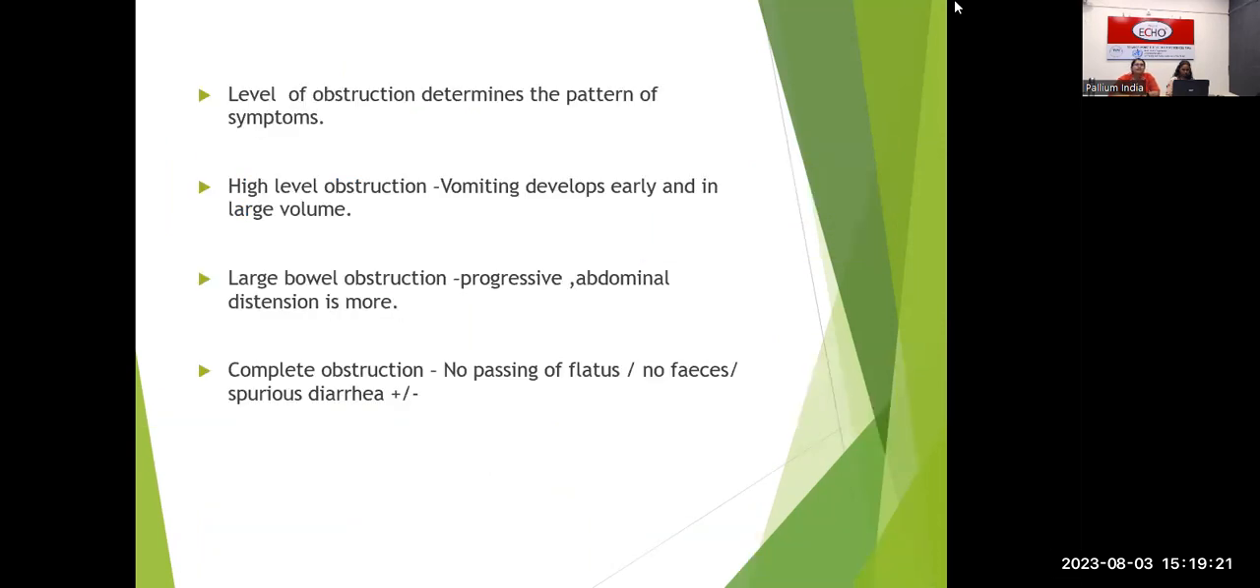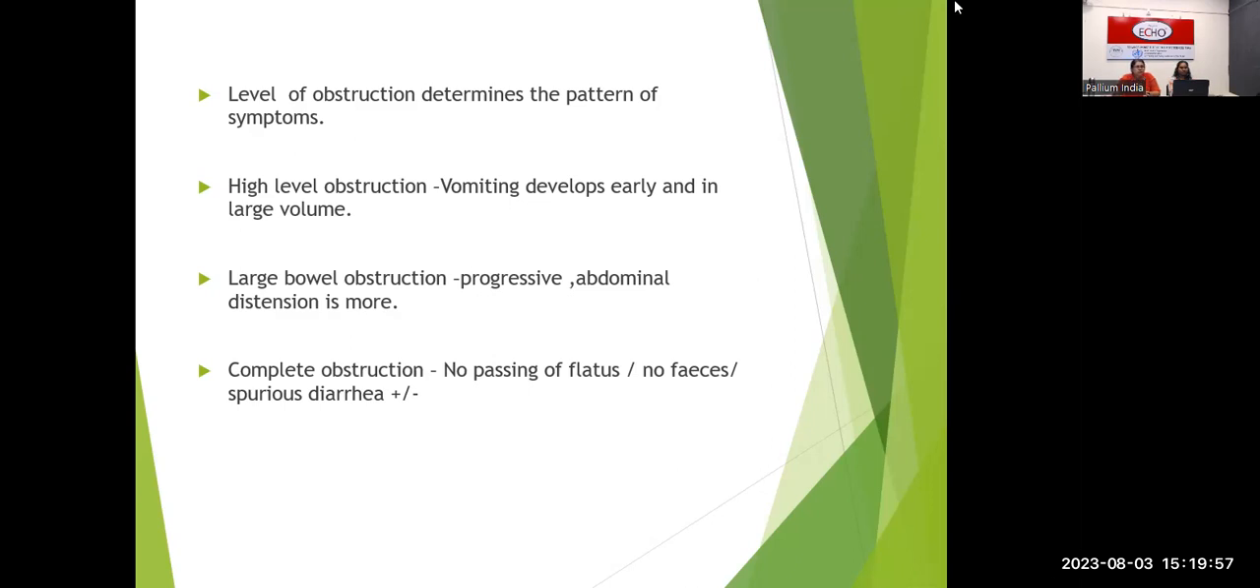So, as I said earlier, depending upon the level of obstruction, the symptoms also vary. The higher the obstruction is, the earlier vomiting develops and in large volume. If there is a small bowel obstruction, the patient presents with a large amount of vomitus. The vomiting quantity will be so much. The patient will give you a typical history that he is vomiting in buckets. That much vomitus is there, and it starts early. In large bowel obstruction, it is progressive. Abdominal distension is more. In large bowel obstruction, the symptoms develop slowly.